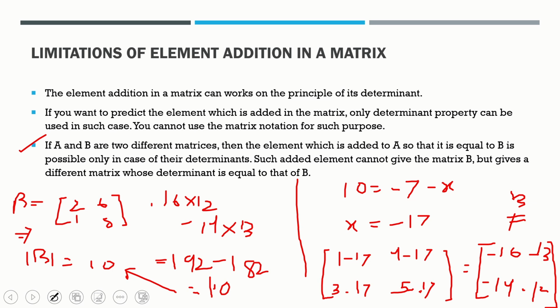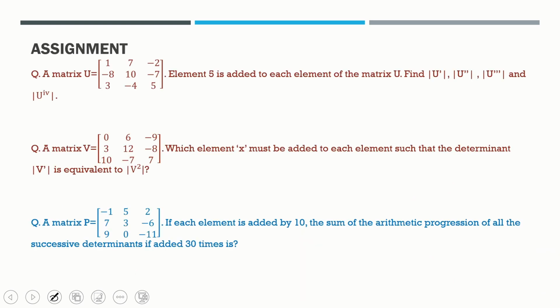So from our side also we have provided some questions. These are the assignments you have to solve. You can see and read by yourself. In the first case, you have to find four matrices: U dash, U double dash, U triple dash, U power 4. And the second question is about one condition that U B dash is equal to B dash square.